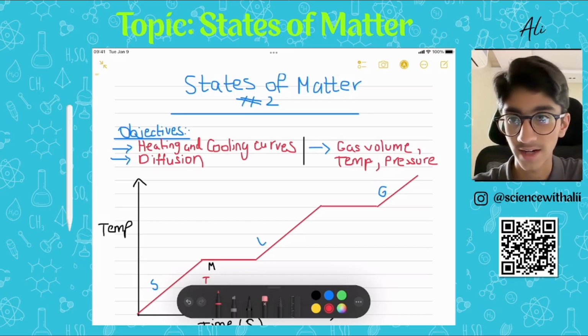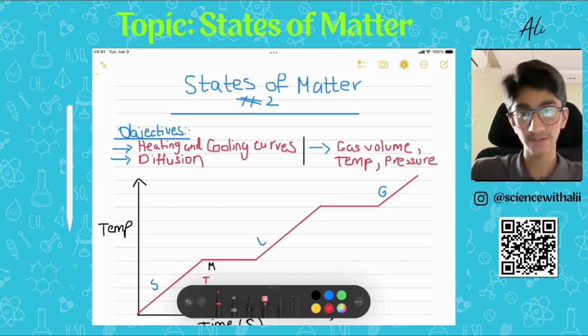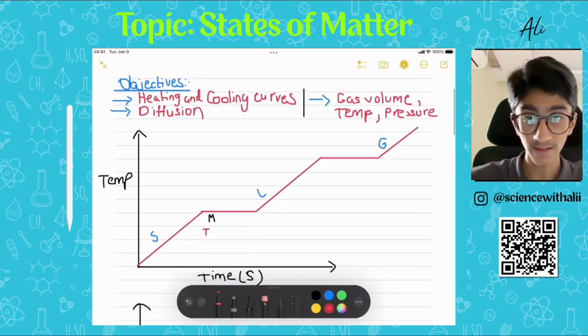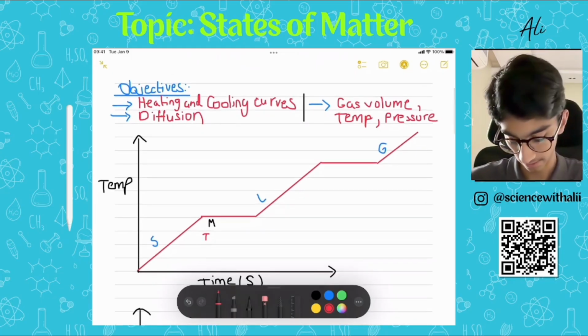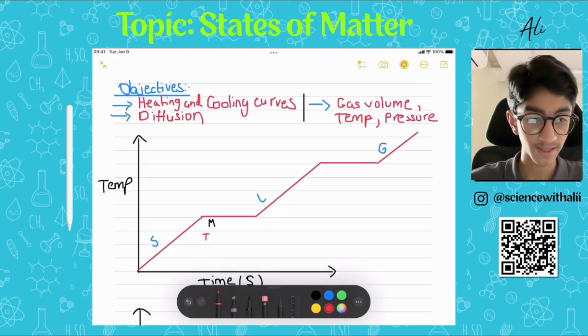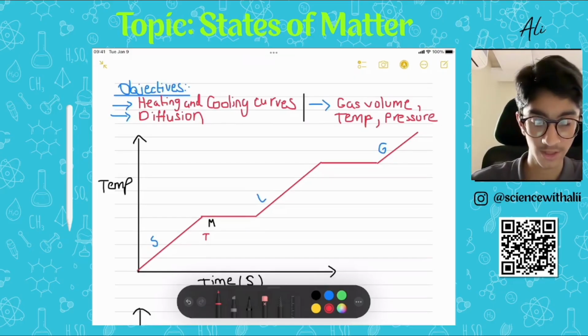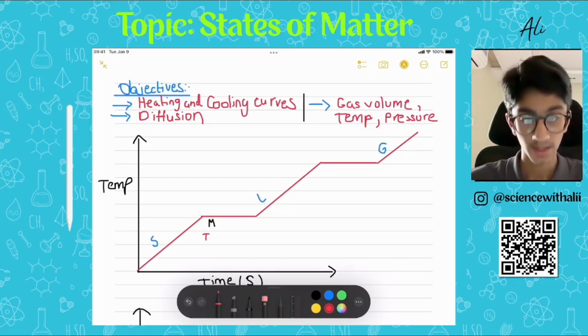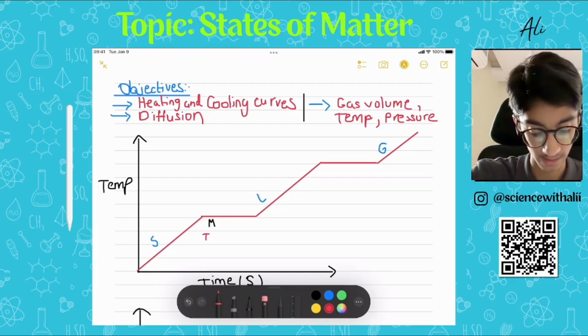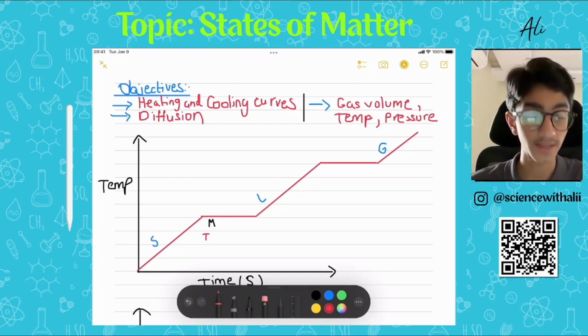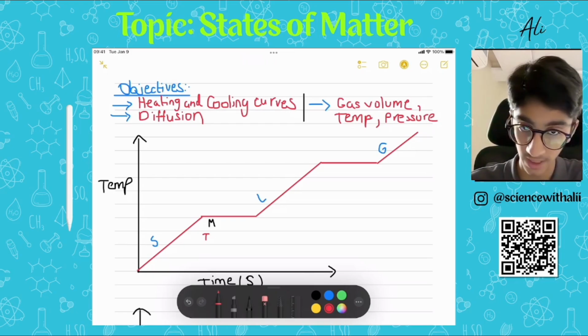So let's get started. So first thing we're going to be looking at is heating and cooling curves. Now this right here is a heating curve. A heating curve is basically just one singular thing. You need to just keep this in your mind. A substance is changing from a solid to a gas. Now in order to represent that change visually, we use a heating curve.